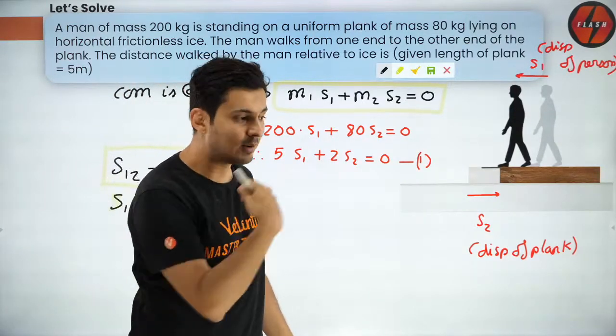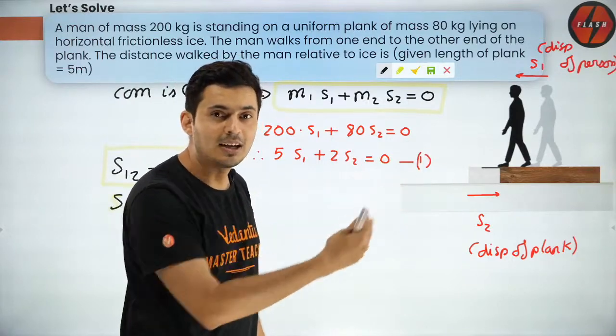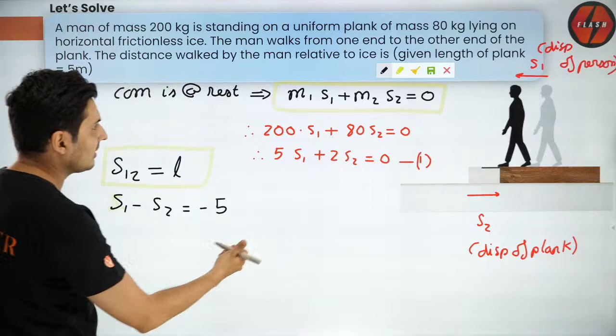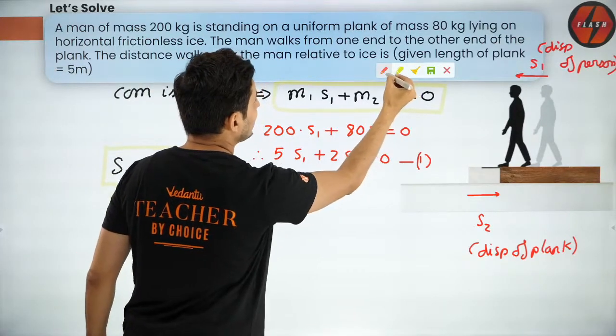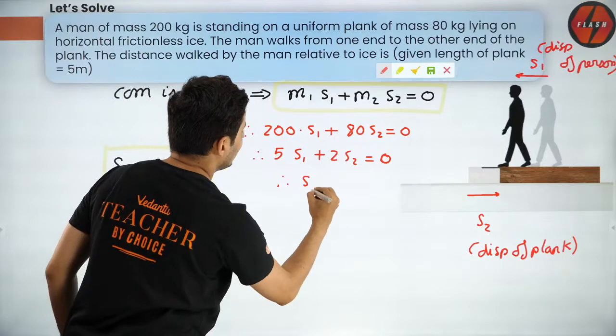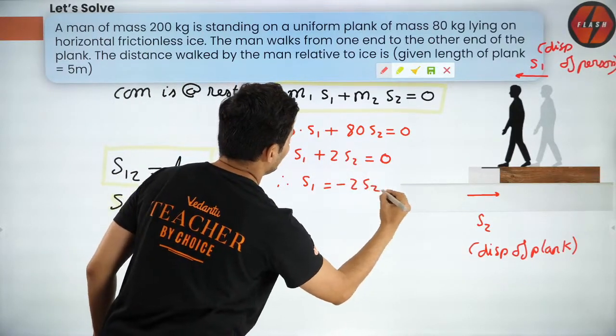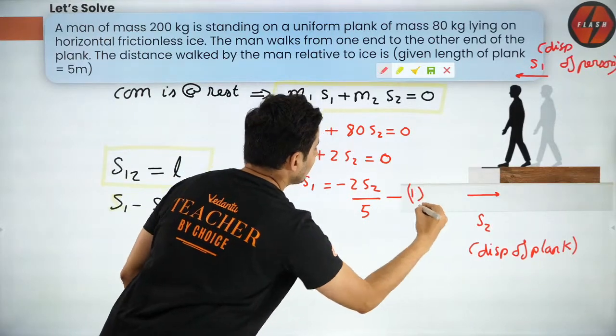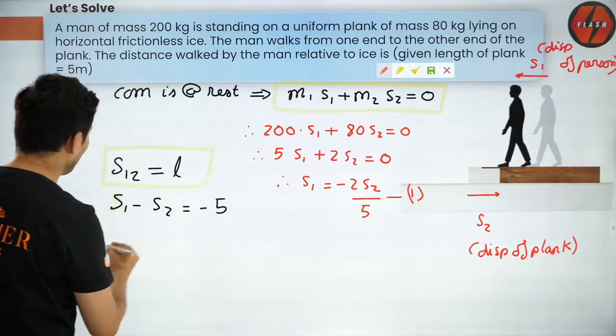Remember, v12 is v1 minus v2, a12 is a1 minus a2. So S12 is S1 minus S2. Just substitute now. There is nothing great about it. Now from this equation only, because this is 0, you will get S1 is equal to -2 S2 divided by 5. So I will call this equation 1.